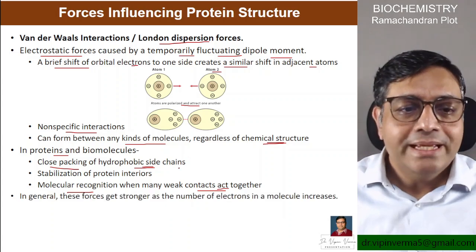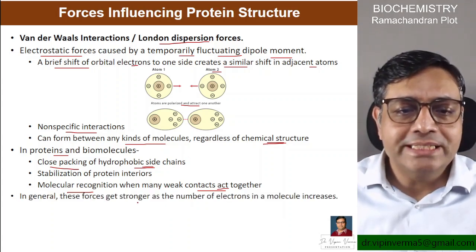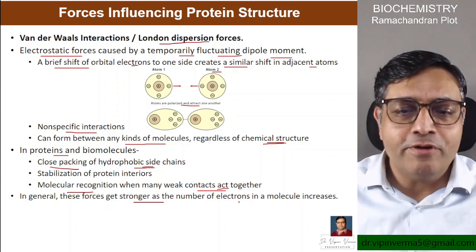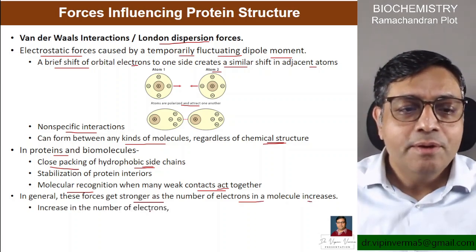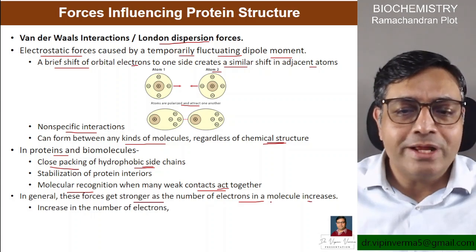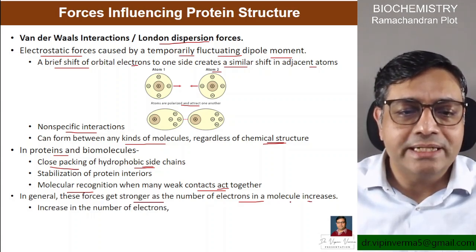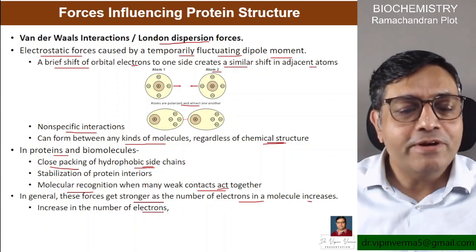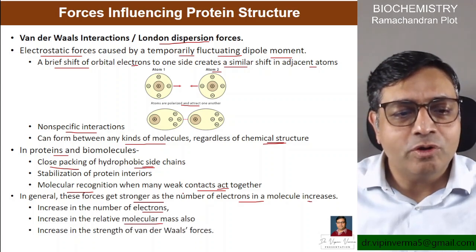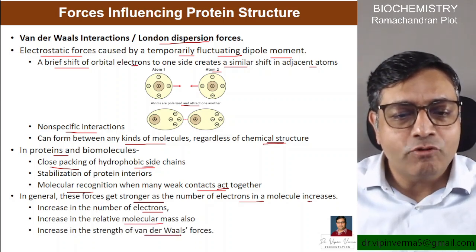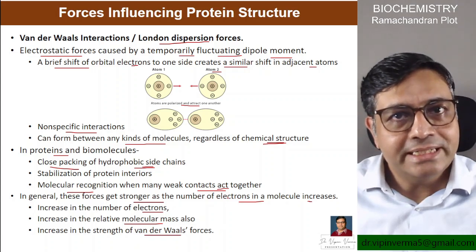In general, these forces get stronger as the number of electrons in a molecule increases. Why does it happen? Because when the total number of electrons in a molecule increases, the relative molecular mass also increases, and because of this the strength of the van der Waals forces increases.